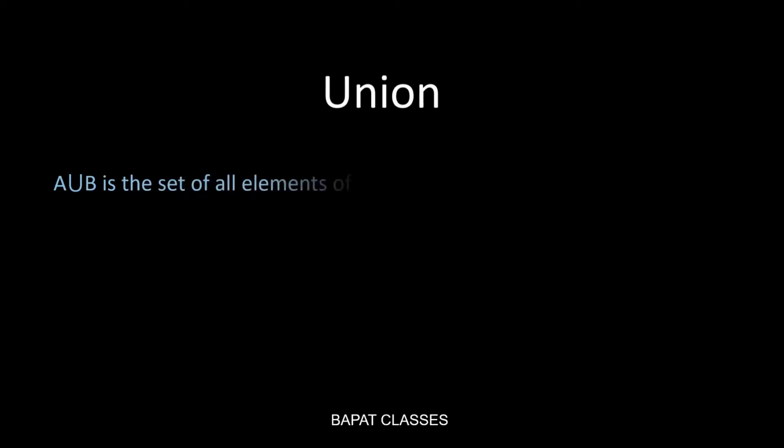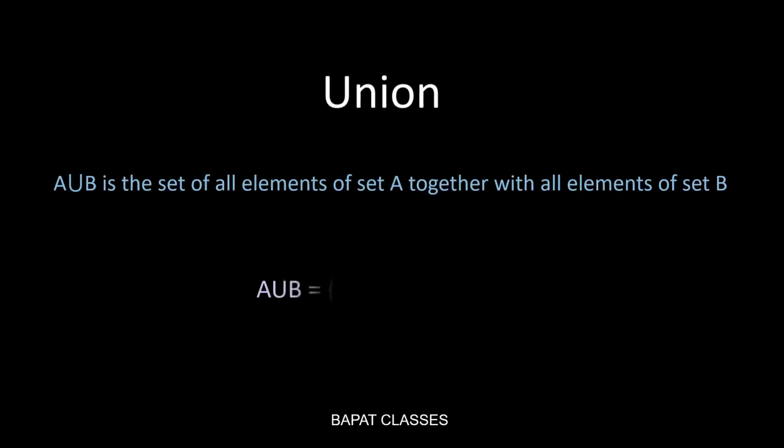Let us start with the first operator, union. U symbol is used for union. A union B is the set of all elements of set A together with all elements of set B. Set builder form is A union B is set of all x such that x belongs to A or x belongs to B. Here, OR is logic operator equivalent to union.